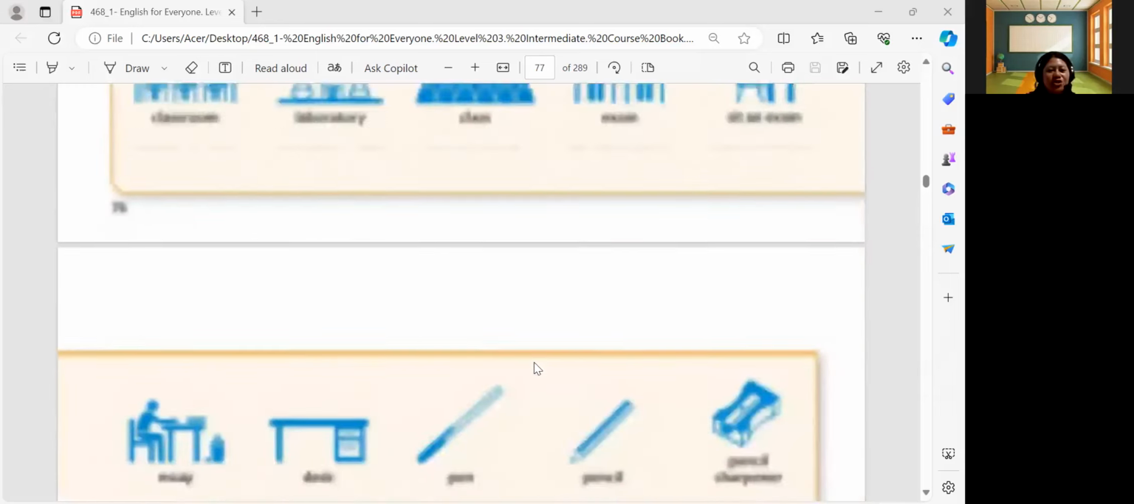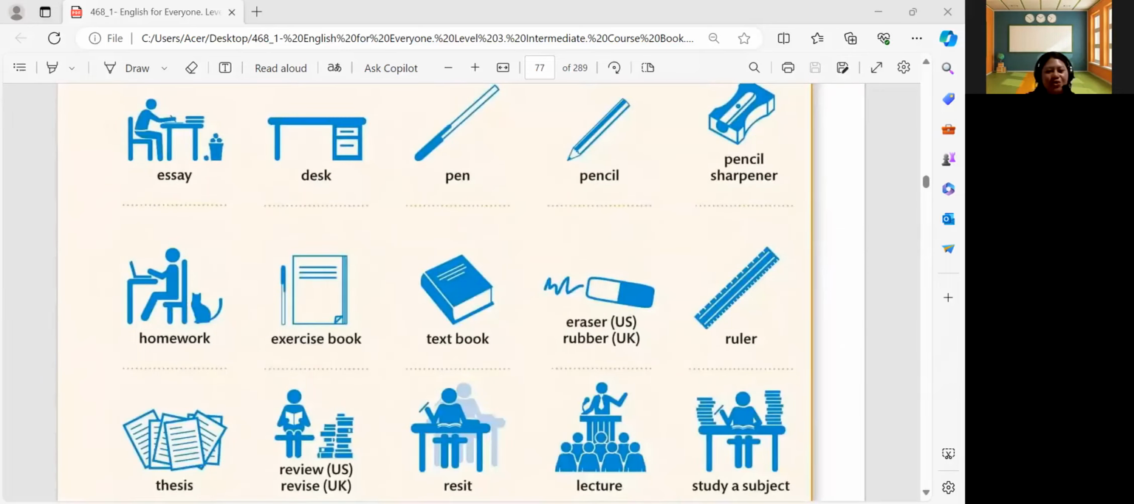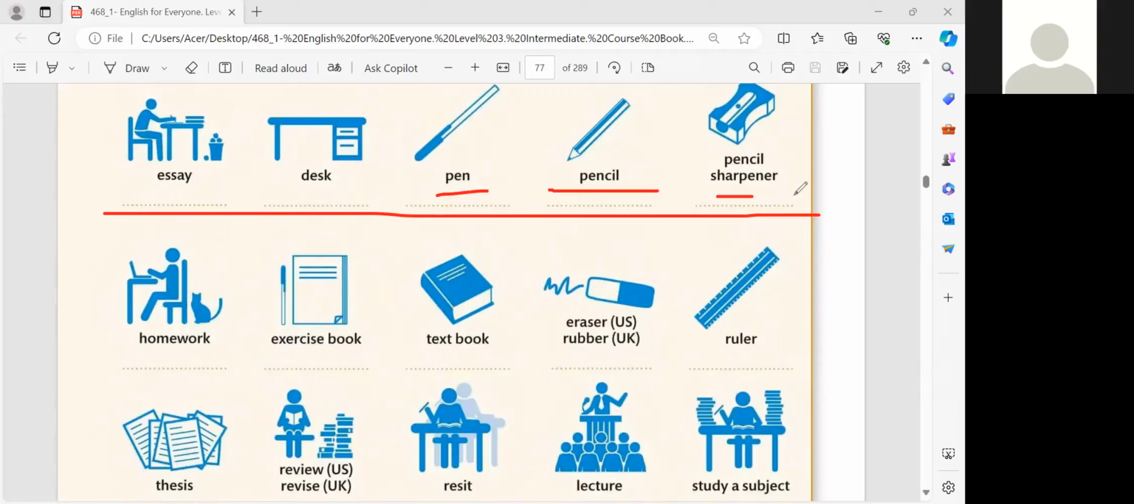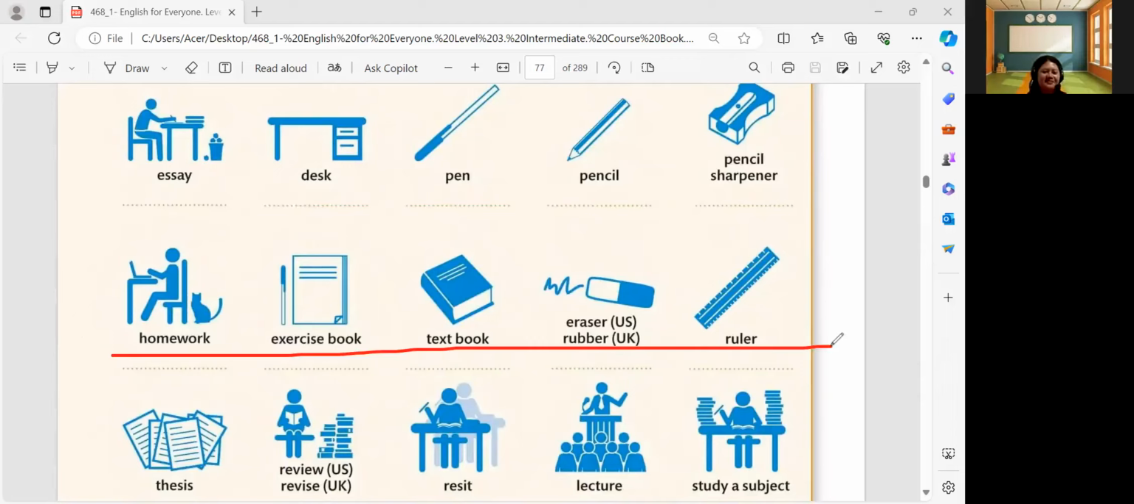So again, those are about education. So here is the continuation about education as well. Can you please read? Easy. Okay, next. Desk. Pen. Pencil. Pencil sharpener. Okay, so which of these pictures do you like most? Pen. Okay, it's pen. All right, how about this one? Please read. Homework, exercise book, textbook, books, eraser, rubber, and ruler. Okay, very good. Which of these do you like most?